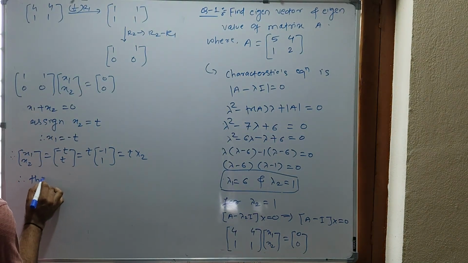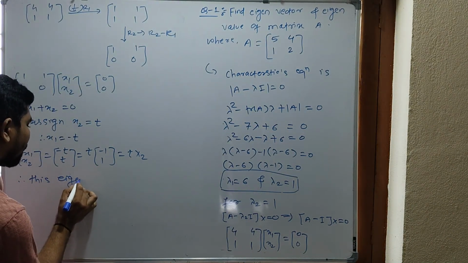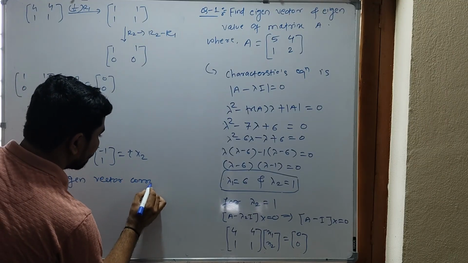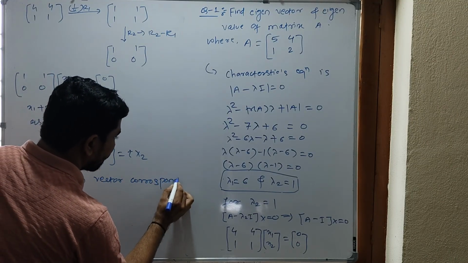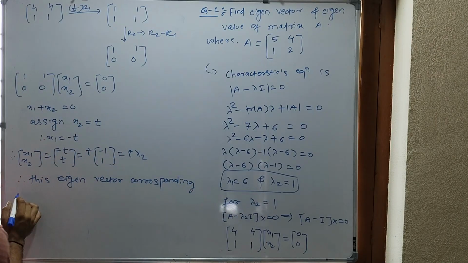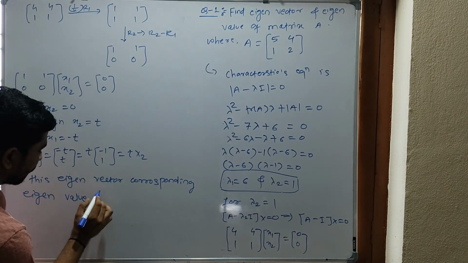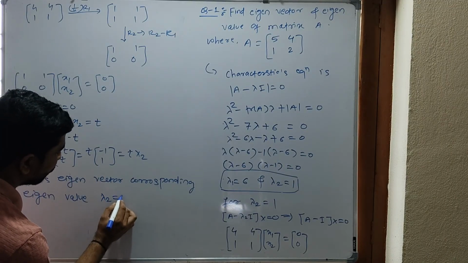Therefore this is the eigenvector corresponding to the eigenvalue lambda 2 equal to 1.